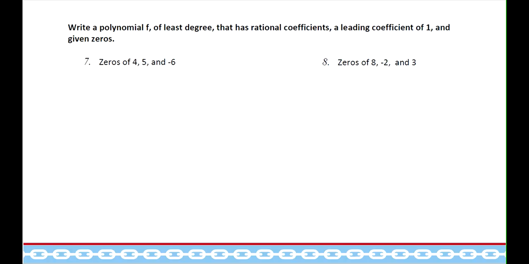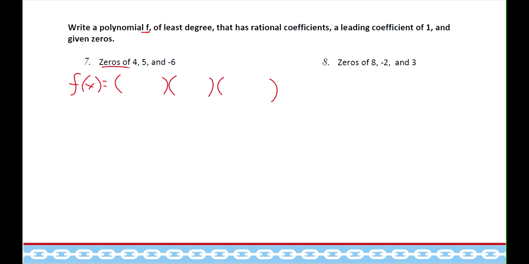For these next two, it says write a polynomial f of least degree that has rational coefficients, leading coefficient of 1, and the given zeros. So what that means is we are going to set up a function, let's call it f of x. They tell us that here. And then we are keeping this as basic as possible. We have rational coefficients, leading coefficient of 1, and then these are our zeros listed here.